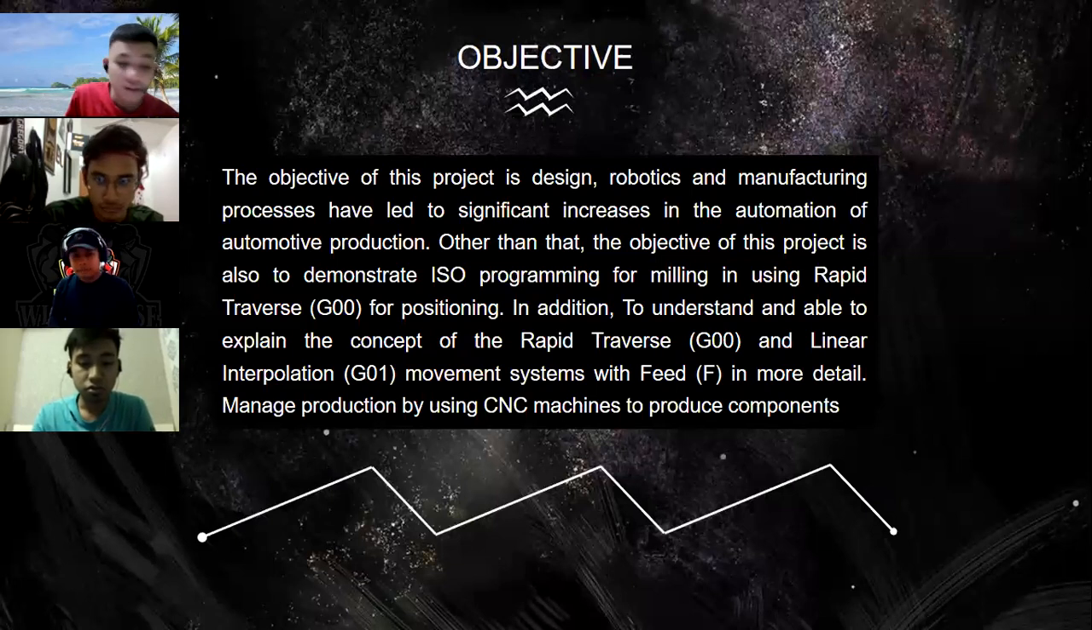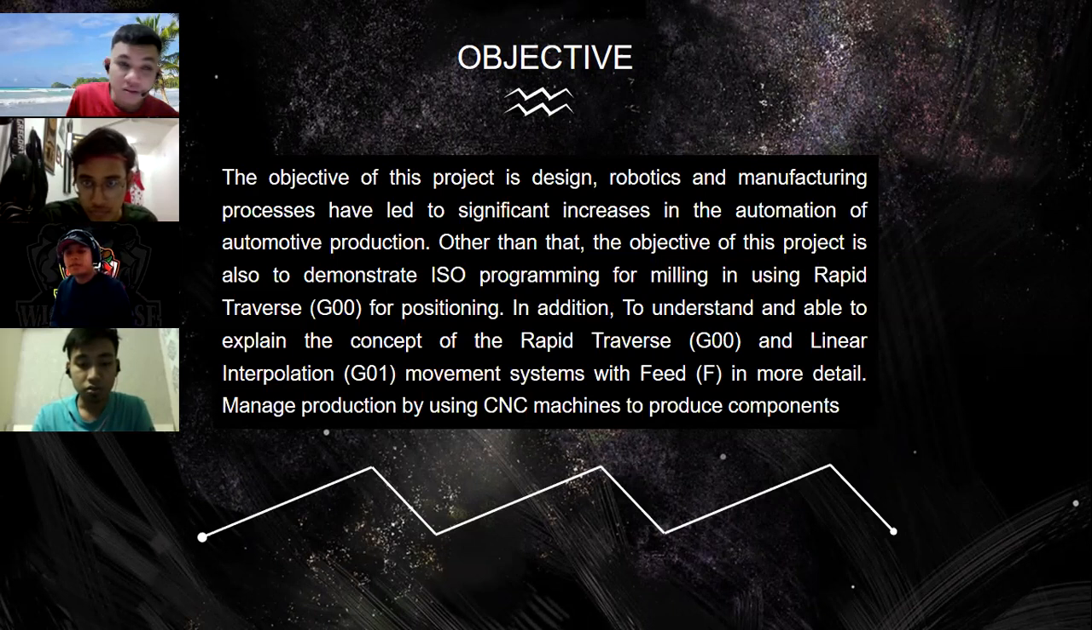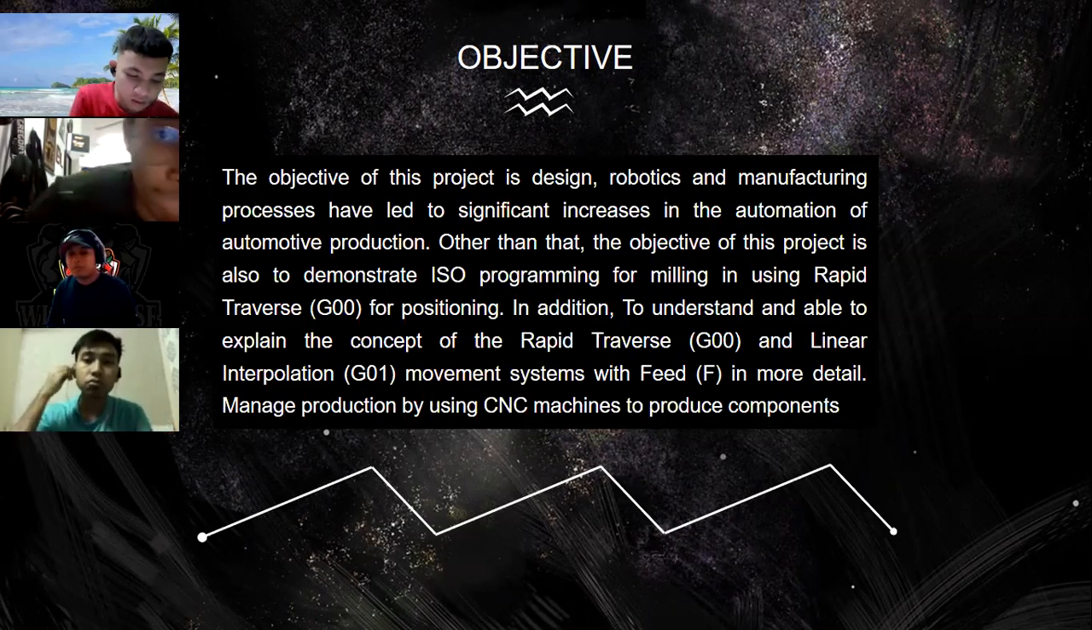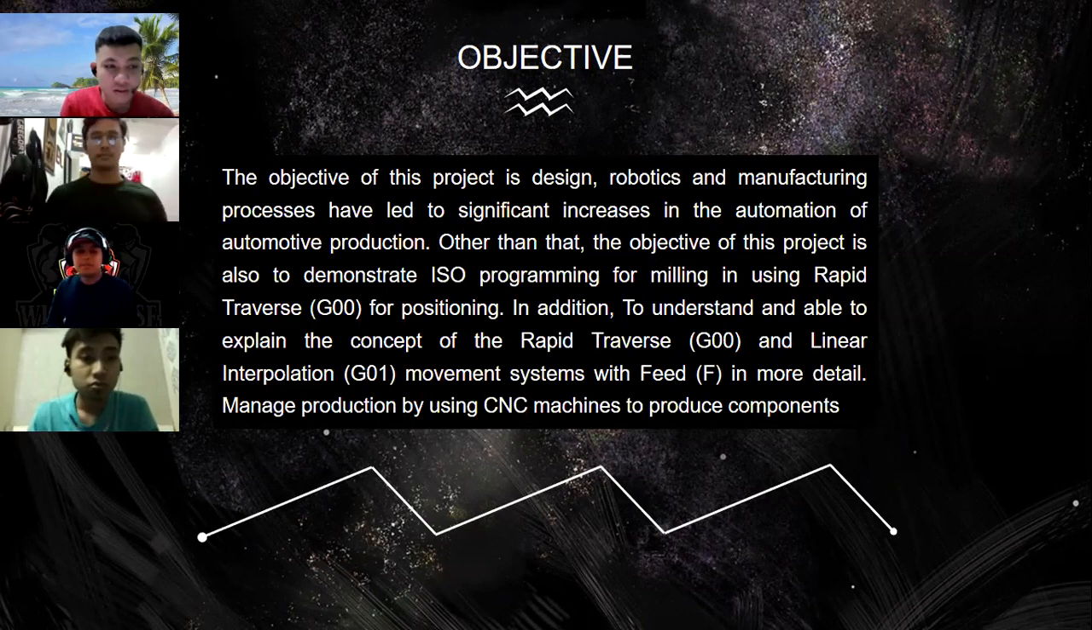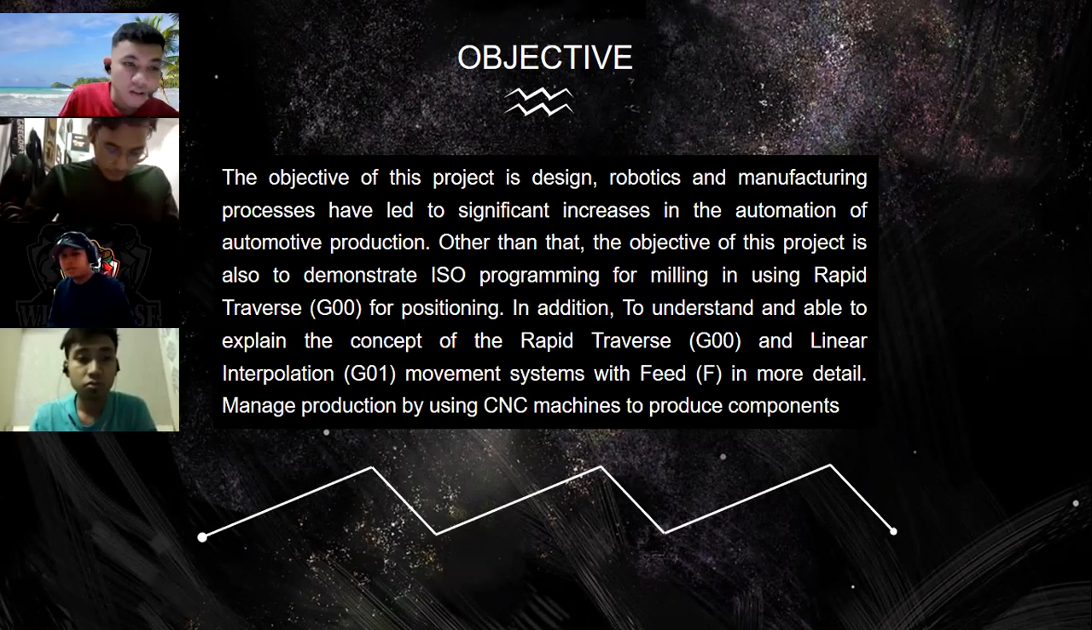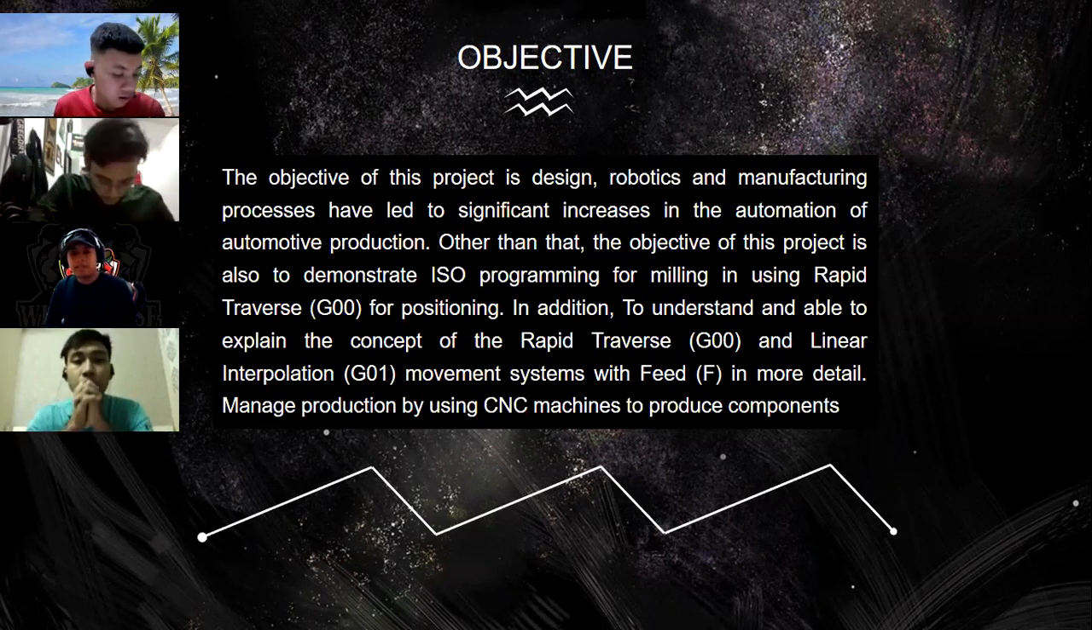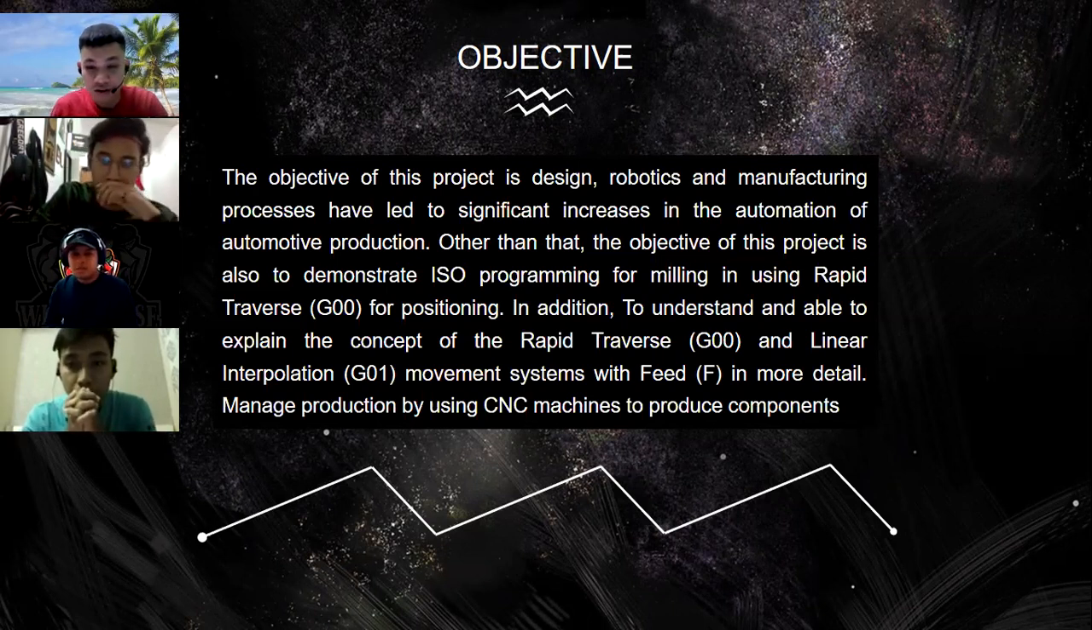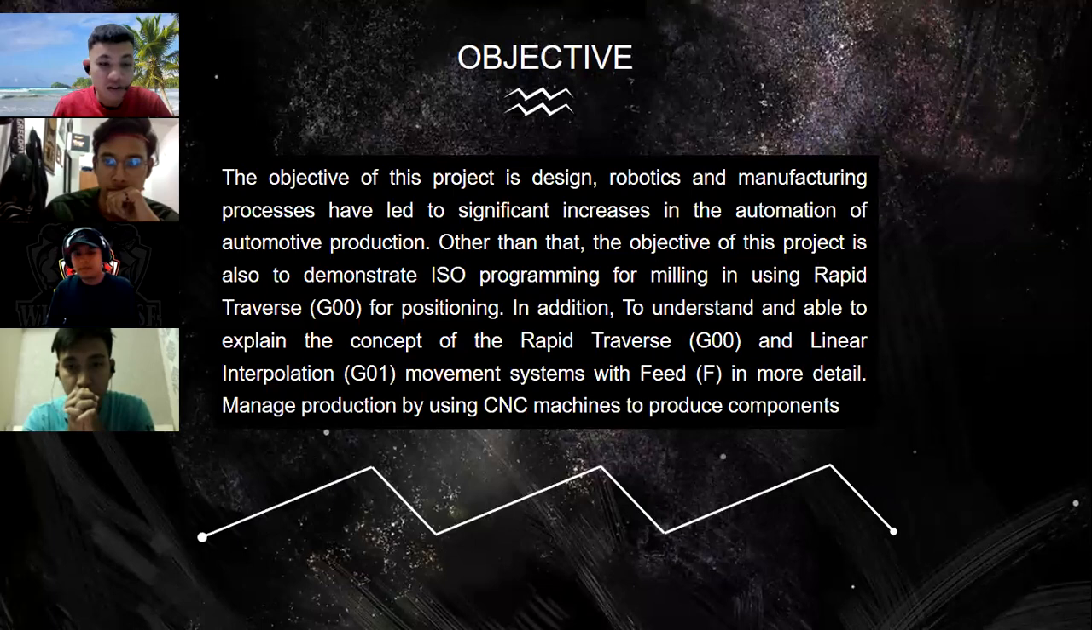The objective of this program is to show how design, robotic and manufacturing processes have led to a significant increase in the automation of automotive production. Other than that, the objective of this project is also to demonstrate ISO programming for milling using rapid traverse for positioning. In addition, we aim to understand and be able to explain the concept of rapid traverse and linear interpolation, the movement system with speed in more detail, and to manage production by using a CNC machine to produce components.